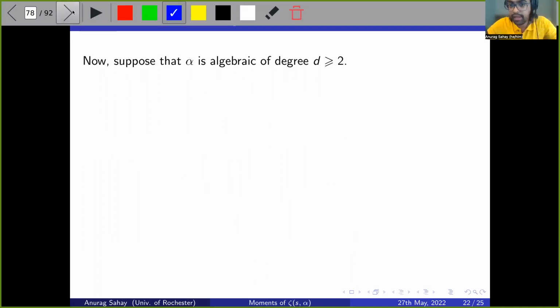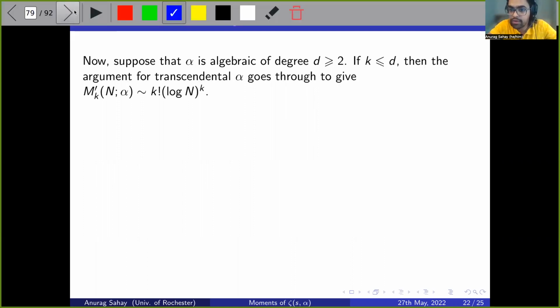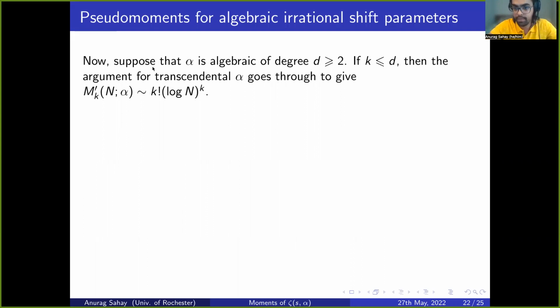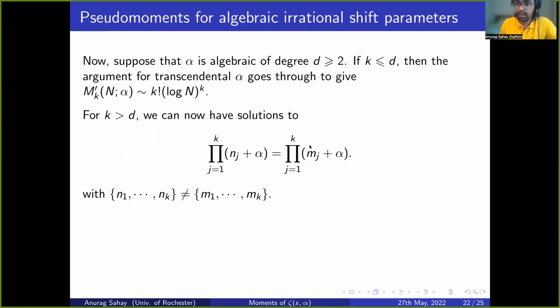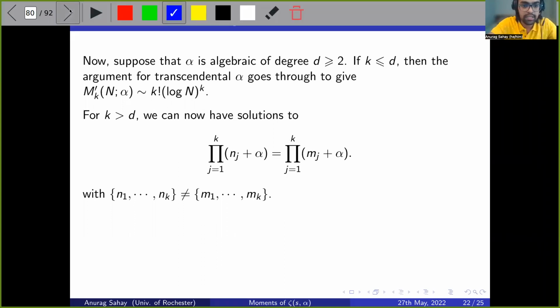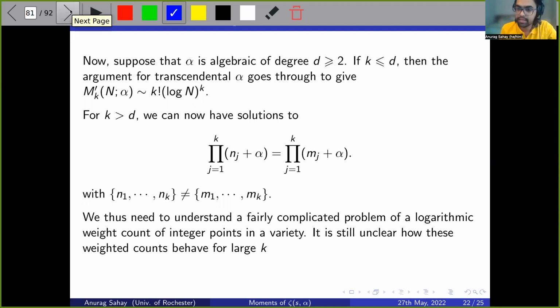What happens when alpha is algebraic? Well, if the degree is small enough relative to k, the exact same argument goes through, because you can't satisfy a relationship with degree less than d, where d is the degree of alpha. If, on the contrary, you have k bigger than d, we now have to deal with solutions to this equation, which can arise because k is bigger than d, right? You could have that the minimal polynomial of alpha divides the algebraic relationship that this is giving. And that leads to this fairly complicated sum.